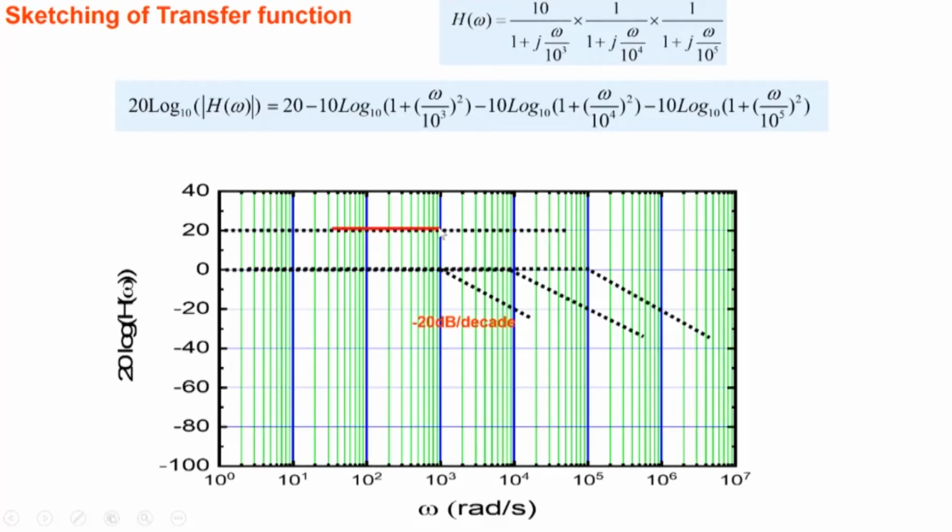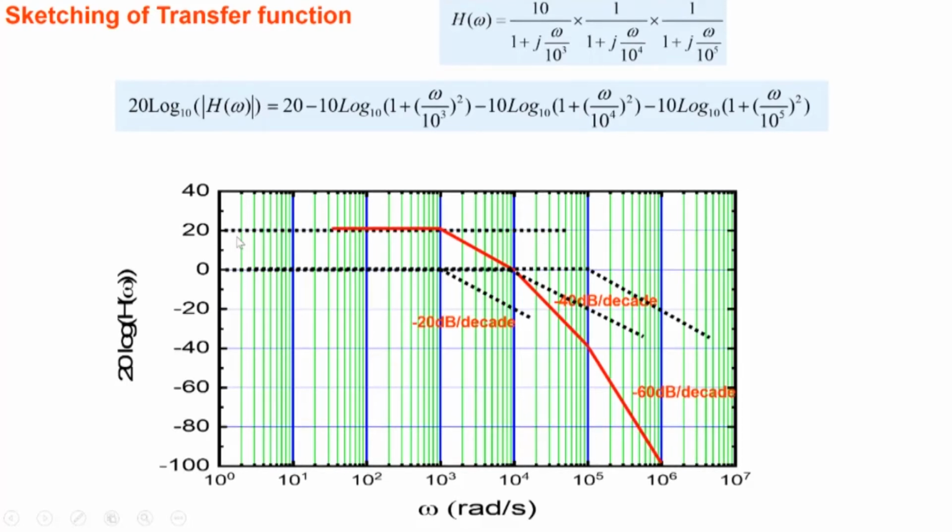So 20 dB still here. Then it starts decreasing at 20 dB per decade. This segment is contributing here. Beyond this particular point, this segment also comes into picture, so it starts decreasing at 40 dB per decade. After that, this other segment also comes into picture, so it starts decreasing at 60 dB per decade. So that becomes a sketch of the transfer function.